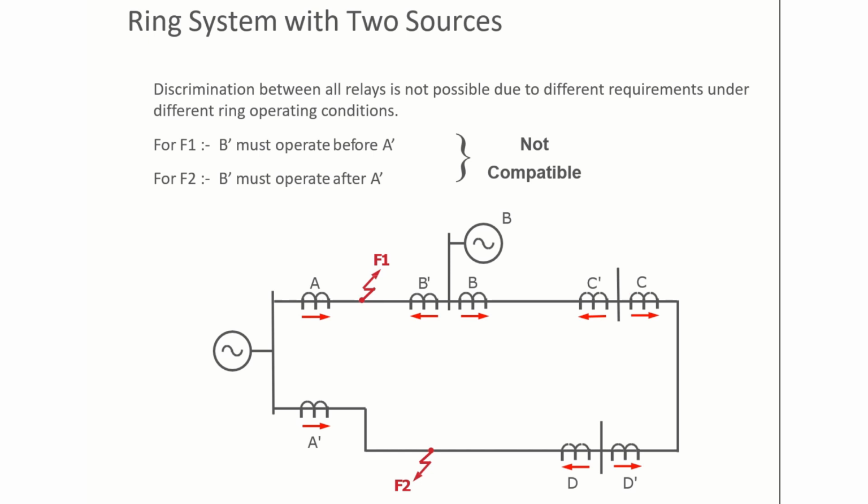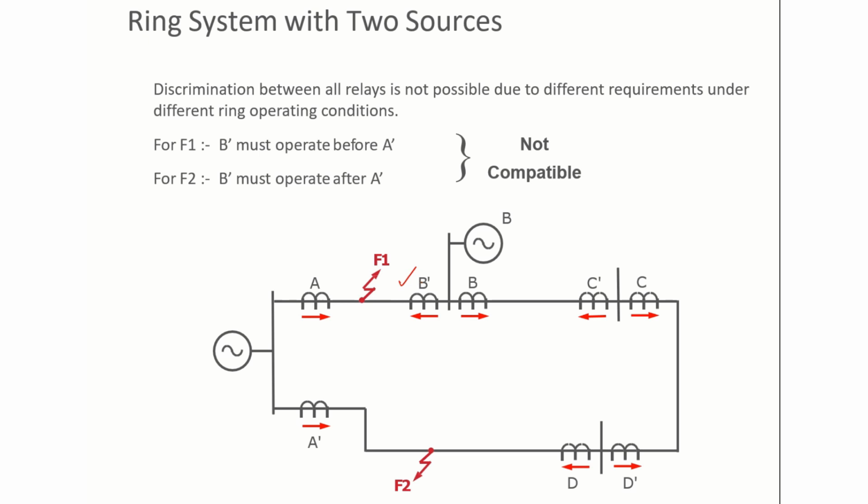So in this case, what happens now? Consider a fault at location F1. For this fault, relay B dash should operate and A dash should not operate. That means A dash will operate only when all the other backup relays fail. That means for this fault F1, B dash should operate before A dash. Now consider the fault at F2. For this particular fault, what happens now? A dash should operate before B dash.